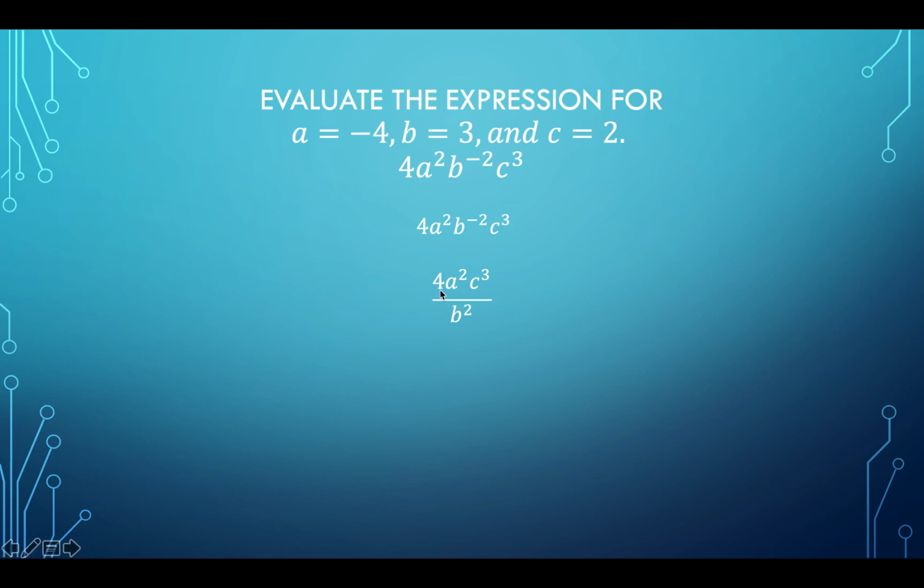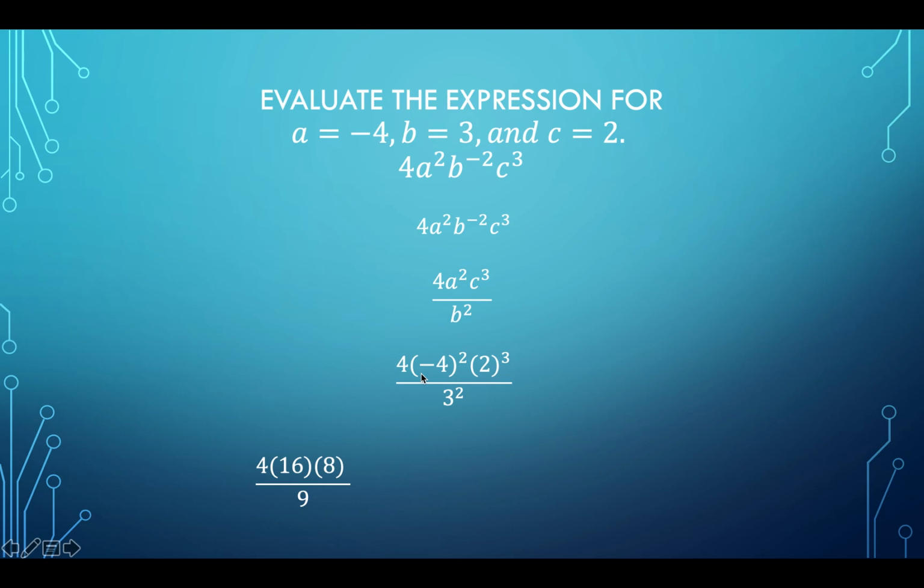But that's not what we're doing. So we're going to have 4 times a squared times c cubed, all divided by b squared. Your next step would now be to fill in for a, b, and c. A is equal to -4, c is equal to 2, and b is equal to 3. So we went ahead and did that, and now remember, we don't do 4 times -4 times 2. Your first step would be -4 squared, 2 cubed, all divided by 3 squared.